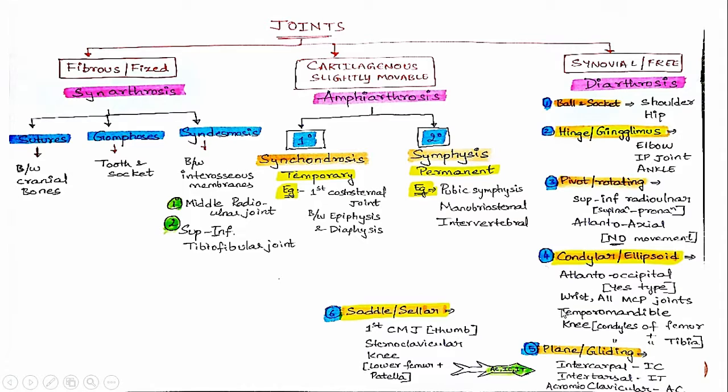It has three types: IC, IT, AC, which are intercarpal, intertarsal, and acromioclavicular. So just remember, it is a plane, and the three words and the short forms are written inside it.